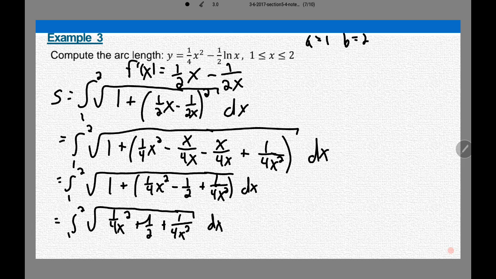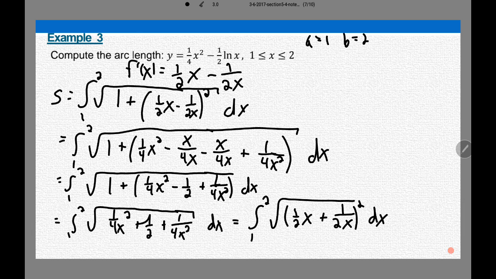Now, I hope you can recognize that this is also a perfect square with that plus 1/2 in the middle. Alright, so really I've got a square root here, and if I have this, I have 1/2 x plus 1 over 2x squared. So really, this becomes a whole lot easier now. So if you don't believe me, double check my math. I'll wait.